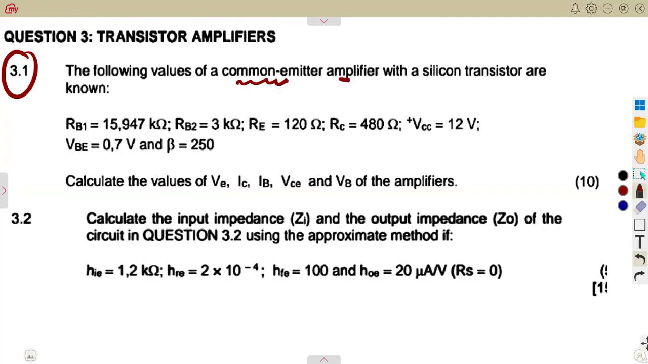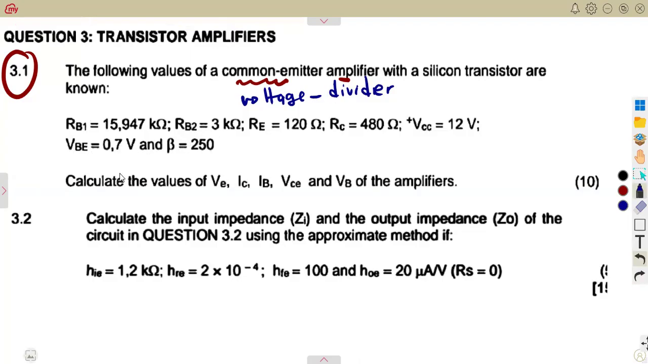Looking into the information that we are given, we can see this part, RB1, RB2. They can give us these to calculate the others, or they can give us like this. But being given this, it is simply telling us that we are dealing with a common emitter amplifier, yes, but that is of a voltage divider. That is of a voltage divider, a common emitter amplifier.